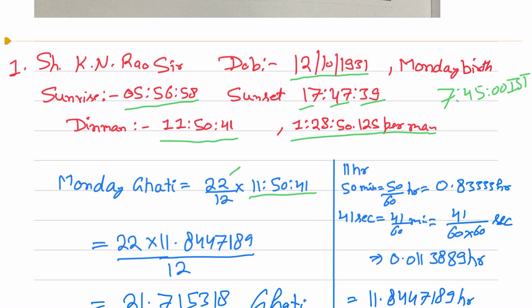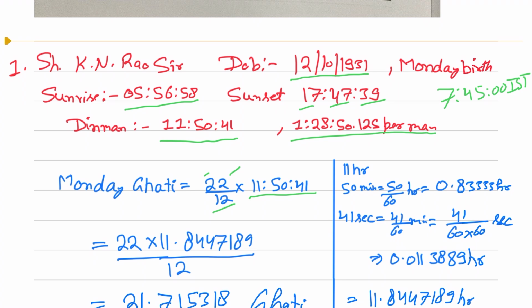We divide it by 12 by considering that in general we consider 12 hours for day and 12 hours for night. If the duration of Dinman would have been 12 hours, then we could have directly used the 22 value, but since it is less than 12 hours, we need to do the calculation.